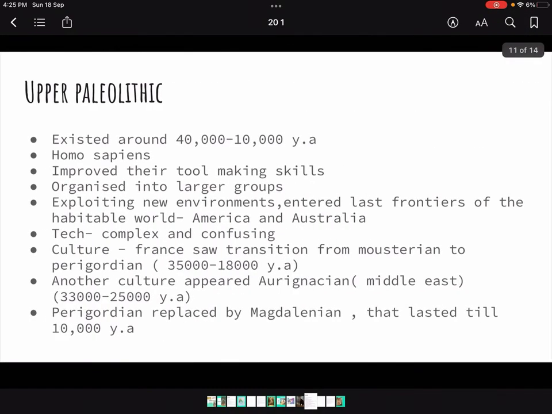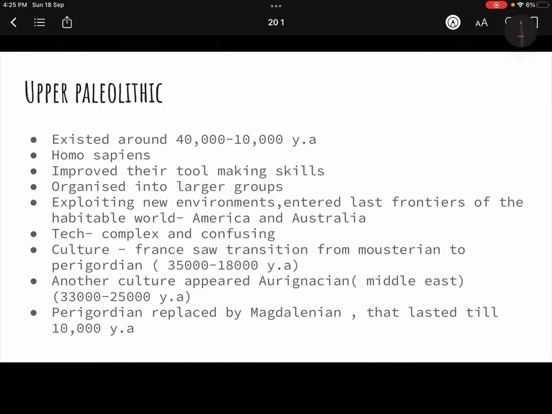So now, yeah, the upper Paleolithic time period is this. Homo sapiens had come and improved their tool technology and skills. Obviously each time we will see a progression. Obviously tools, techniques, culture, religion, polity, everything will see an improvement. Now they were organized into larger groups, of course, and they will start to grow in population also.